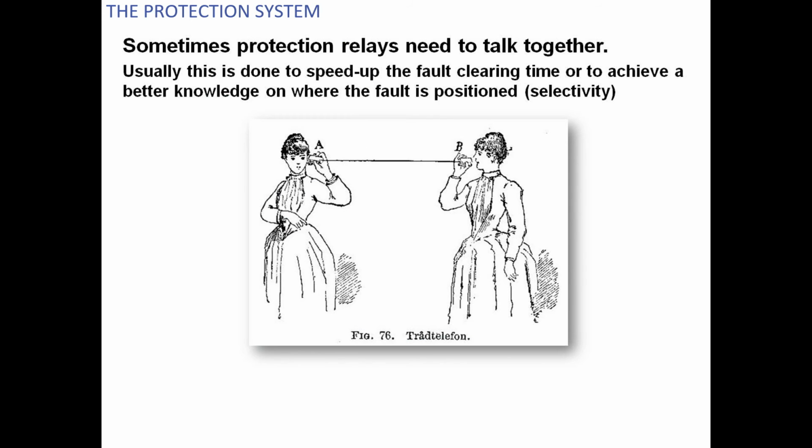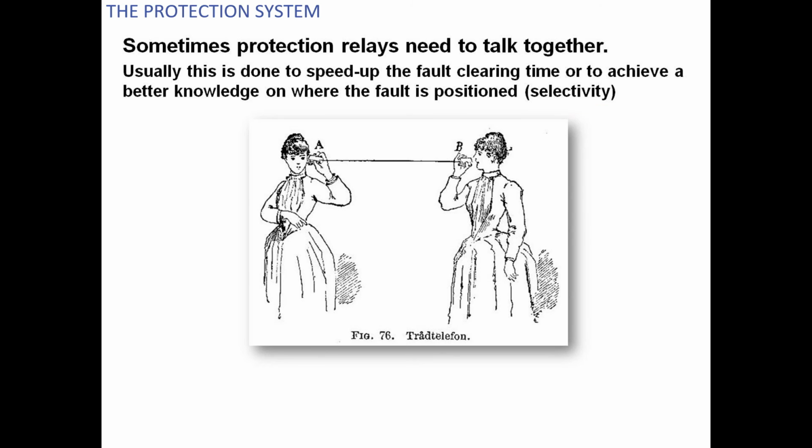Another thing: in a protection system, sometimes protective relays need to talk to each other. I have also discussed this in one of the theoretical sessions, wherein I discussed the importance of relay communication through permissive underreaching transfer tripping, PUTT, POTT, blocking schemes, and acceleration schemes. I have discussed it in detail. Basically, the communication between the protective relays is done to speed up the fault clearing time, or to achieve better knowledge of where the fault is positioned. So communication basically helps in selectivity.